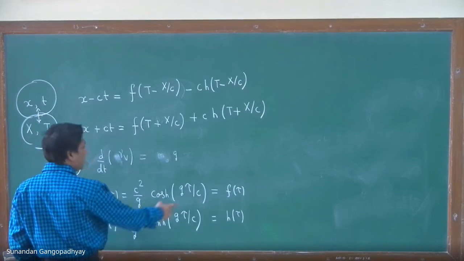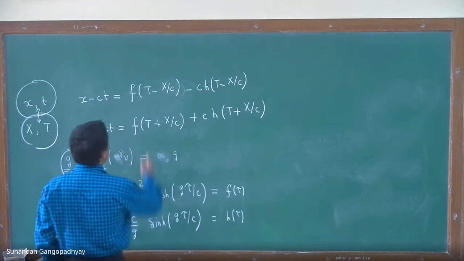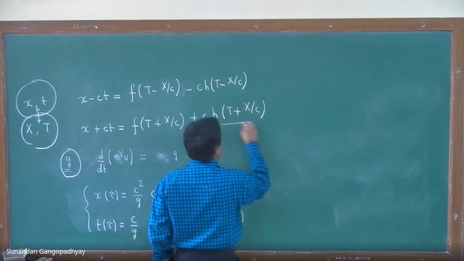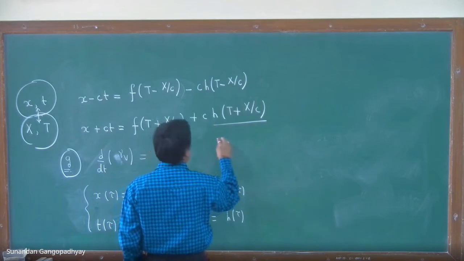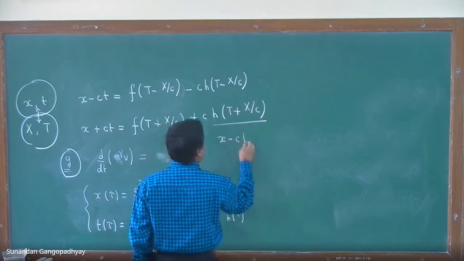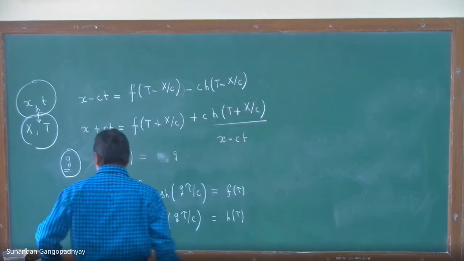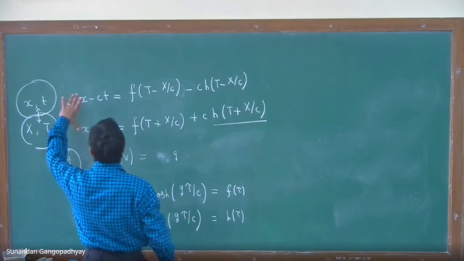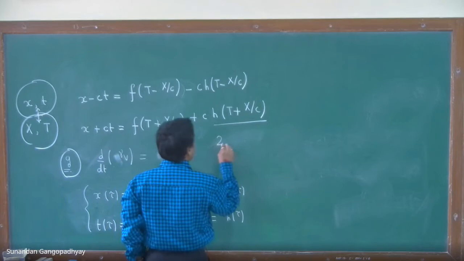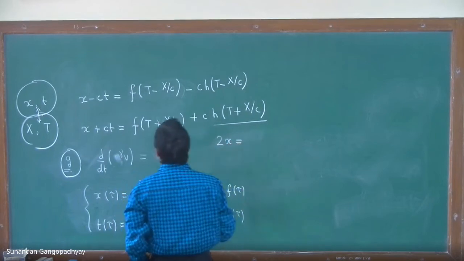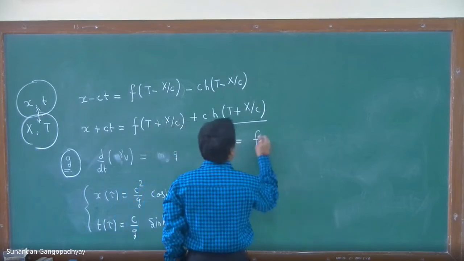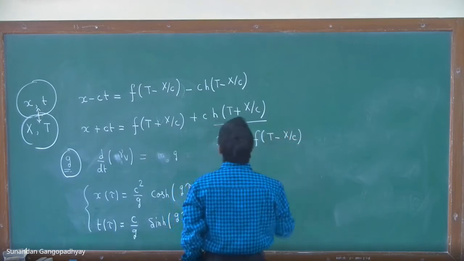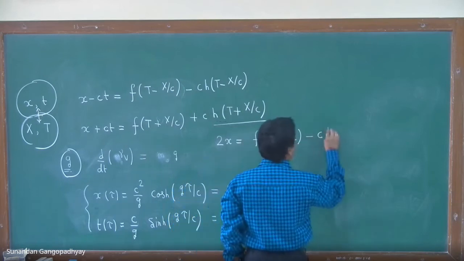What we shall do is, since you know what x of tau is, you just plug it here. You just substitute here, and if you do that, then the first relation that you will get, or you can do one more thing and write down the general relation. If you add these two equations, then we get twice x, that will be equal to f of t minus x by c, minus c.